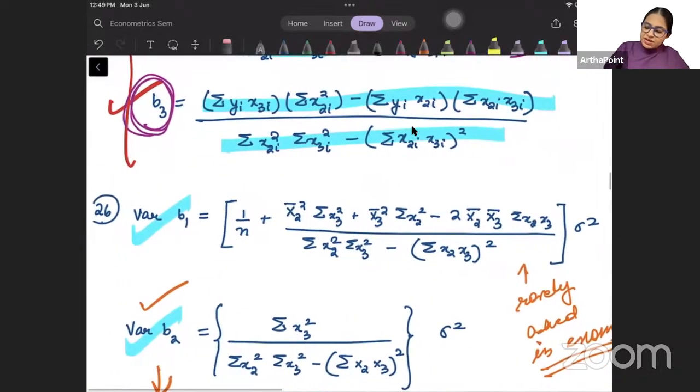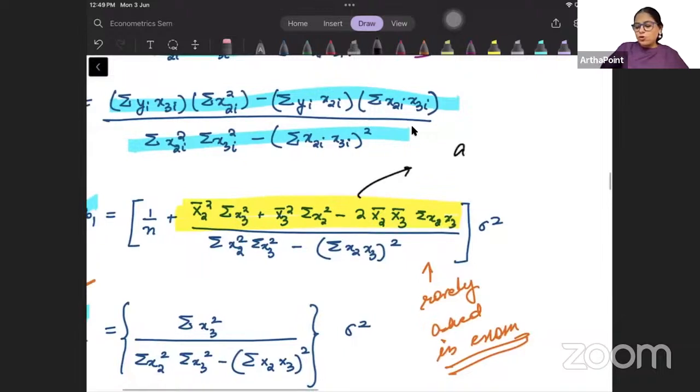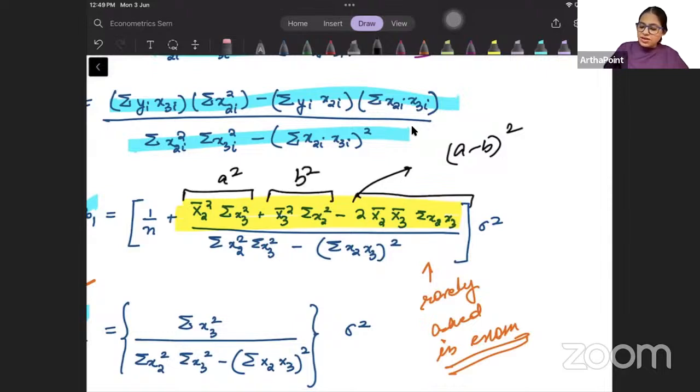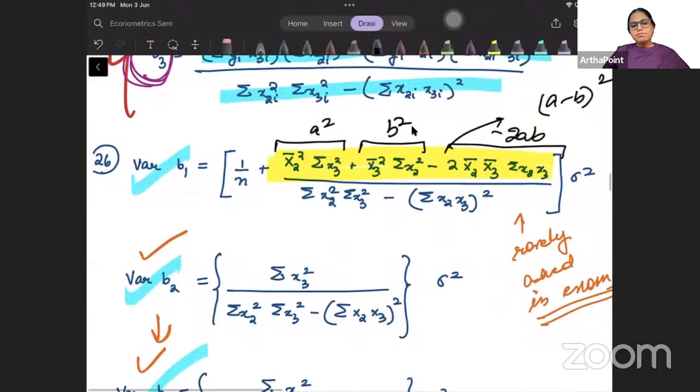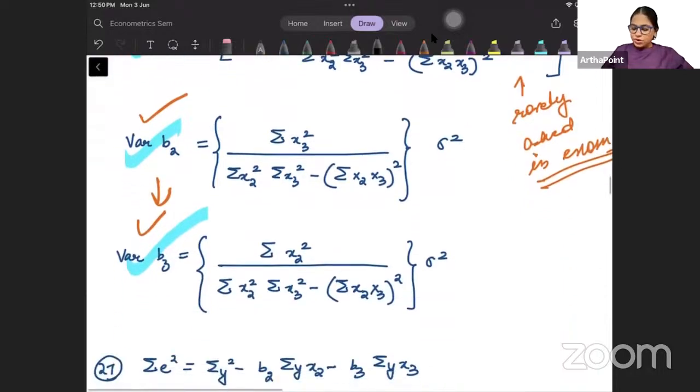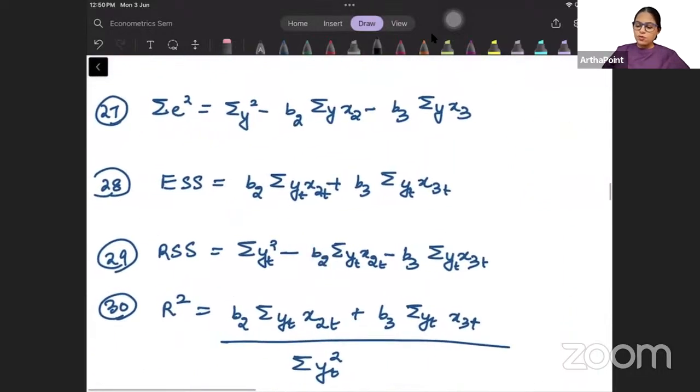But अगर मैं B1 के numerator को देखूं, if I just look at the numerator of B1, then you will realize कि this is very similar to the formula of (A minus B) whole square, जहां पे ये है A square, ये है B square, ये है minus 2AB. So you can go ahead and create this pattern to remember, but variance of B1 is rarely asked in exam. It is rarely asked in exam. Just have a view through it. Okay. Now let's go forward.